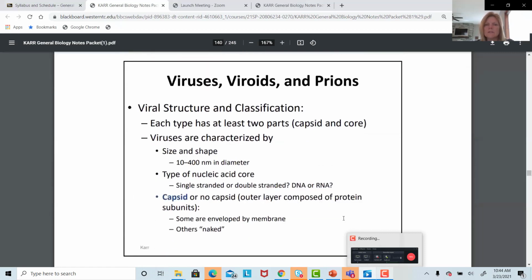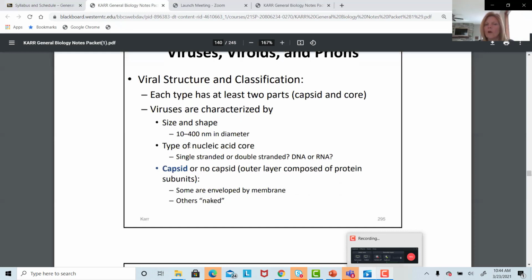So when we look at viruses and how they're named, they can be named by what type of structure they have, and we'll talk about that, or by the spike proteins that are present on the surface. What makes them unique is that they are very, very small, 100 to 400 nanometers in diameter. A nanometer is 1 times 10 to the negative 9 meters, so that's really, really small.